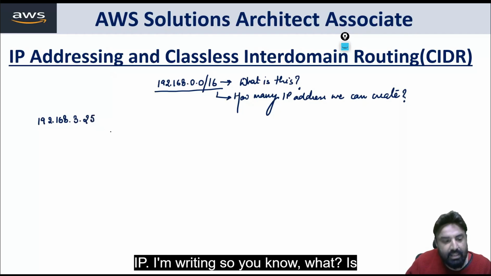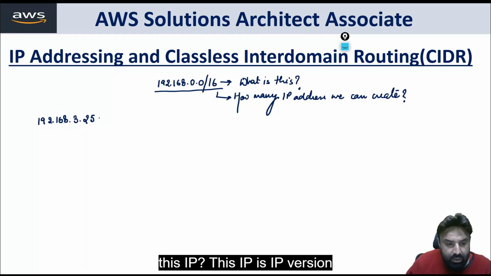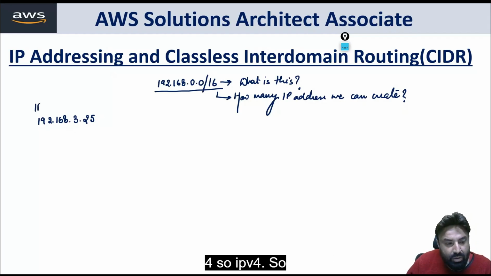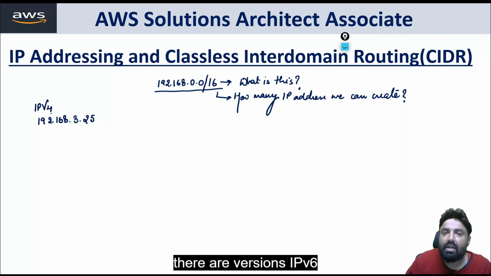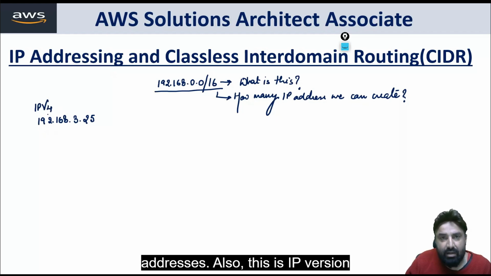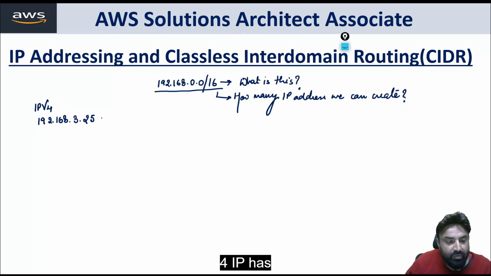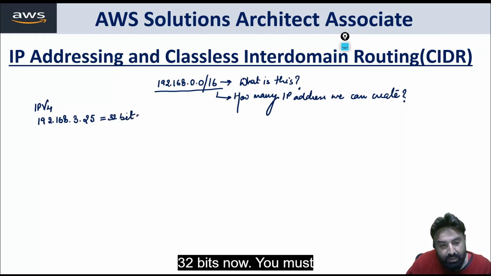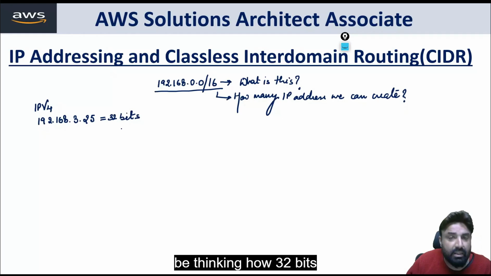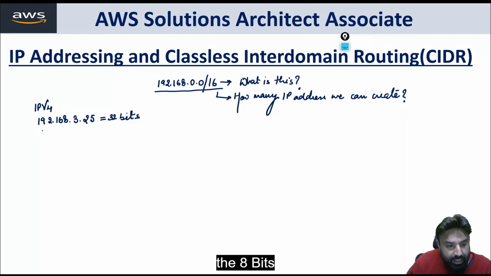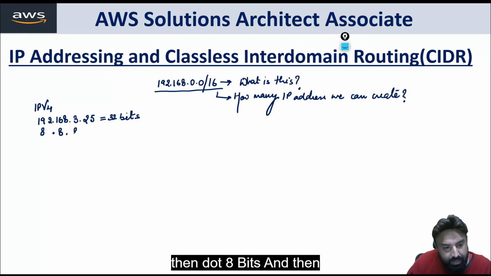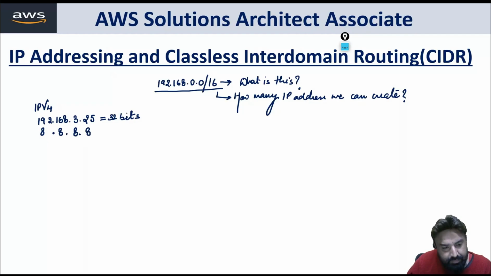192.168.3.25. Let's say this is an IP I'm writing. Do you know what this IP is? This IP is IP version 4, IPv4. There are also IPv6 addresses. This IP version 4 IP has 32 bits. Now you must be thinking, how 32 bits? It is 8 bits, then dot, 8 bits, then dot, 8 bits, and then dot, 8 bits.